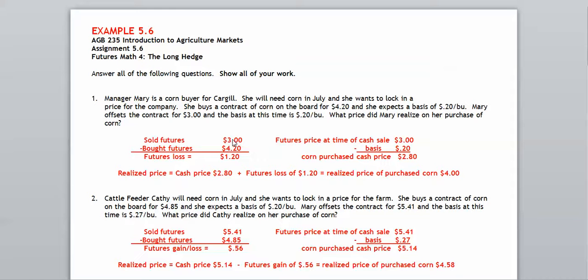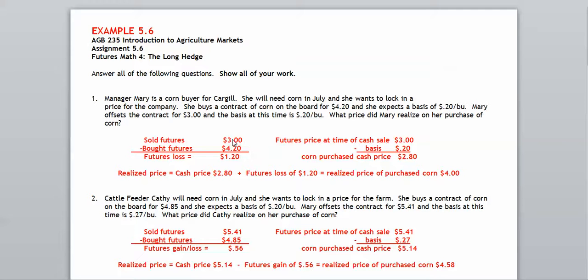Hi, today we're going to go ahead and take a look at example 5.6, the long hedge. Hopefully you've been following along in previous videos and you've learned how to do the short hedge, an example where we're selling a futures contract and protecting ourselves against a price decrease. Today we're going to look at a long hedge.